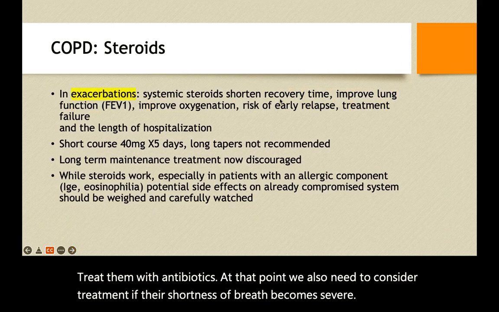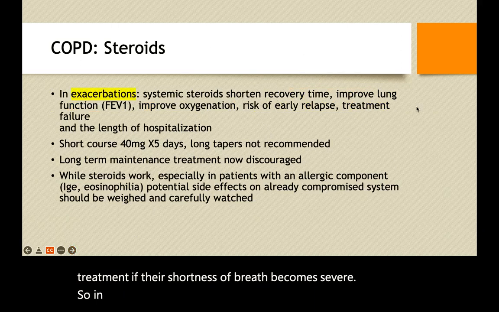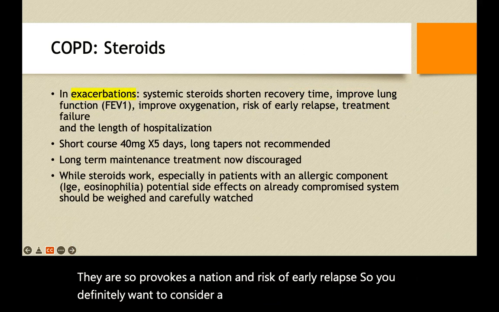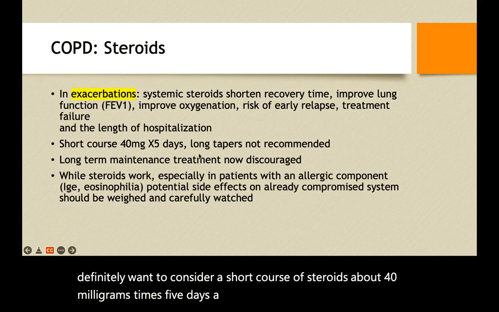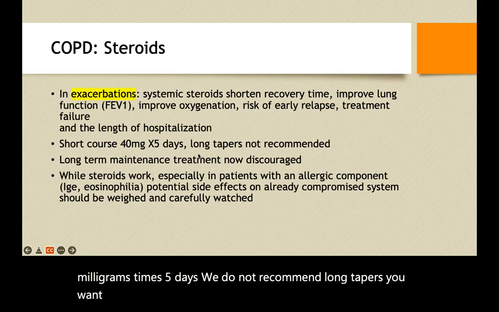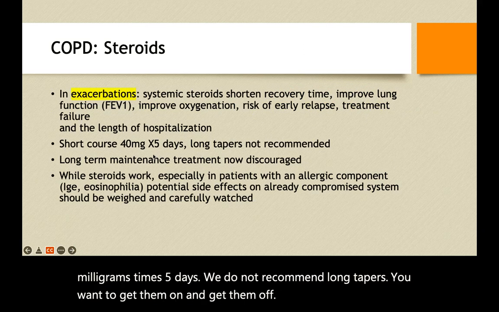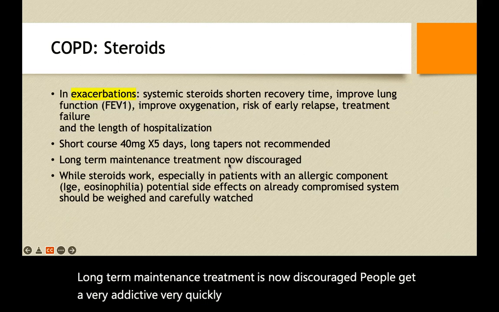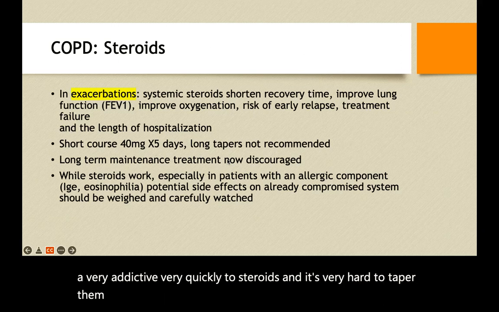So in exacerbations, systemic steroids shorten recovery time and improve lung function. They also improve oxygenation and risk of early relapse. So you definitely want to consider a short course of steroids, about 40 milligrams times 5 days. We do not recommend long tapers. You want to get them on and get them off. Long-term maintenance treatment is now discouraged. People get very addicted very quickly to steroids, and it's very hard to taper them off. So just keep that in mind.